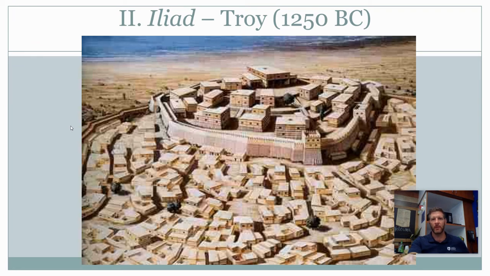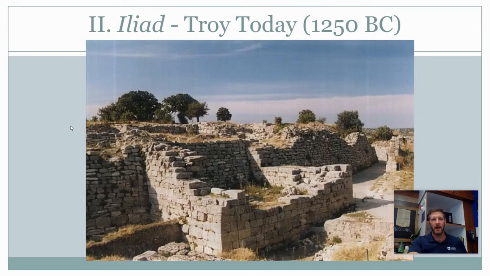Representation of what the city of Troy might have looked like. Typical walled city, 13th century. These are the remains, the actual excavation points of the historical city of Troy. Whether there was a historical Paris and historical Achilles and Helen, that we cannot confirm.